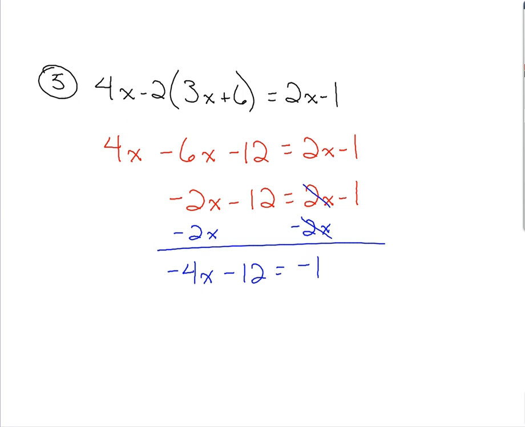Once again, we create a situation we're pretty familiar with, so I'm going to add that 12 over. You've got negative 4x equals negative 1 plus 12, which is 11. Divide by negative 4. X is positive divided by negative, so it's negative 11 fourths.